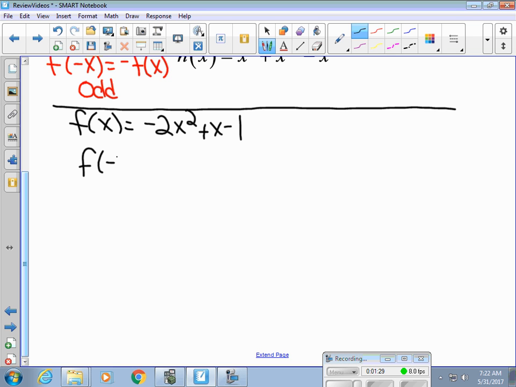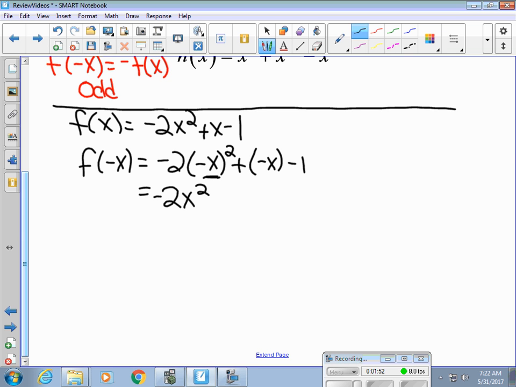We're going to substitute a negative x in, and we have negative 2 times (negative x) squared plus, I'm just going to replace x, I'm going to put in parentheses a negative x minus 1. Can't do anything with the minus 1. Alright, so you do know that negative x times negative x is going to be a positive x squared. So if I simplify this down, I'm going to have a negative 2x squared, but a plus times a negative gives us minus x minus 1. Alright, so that's our new one.